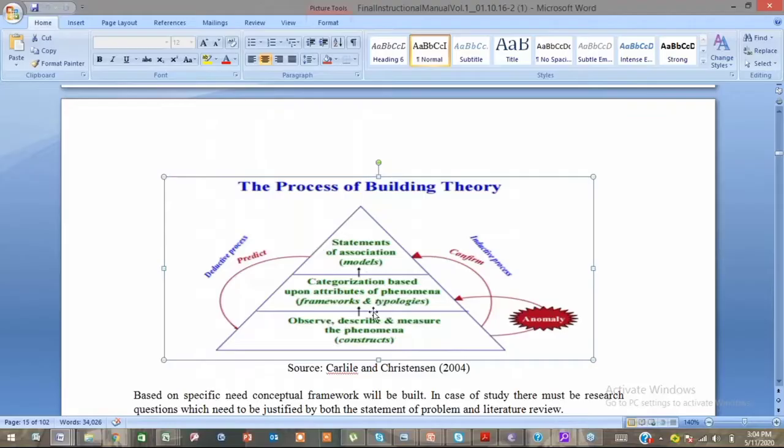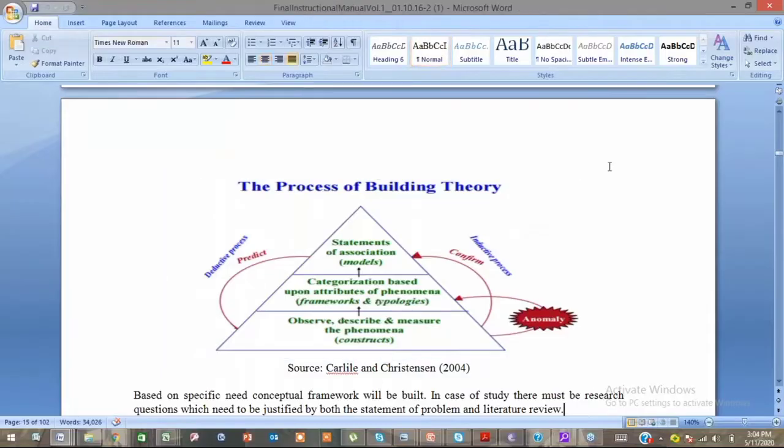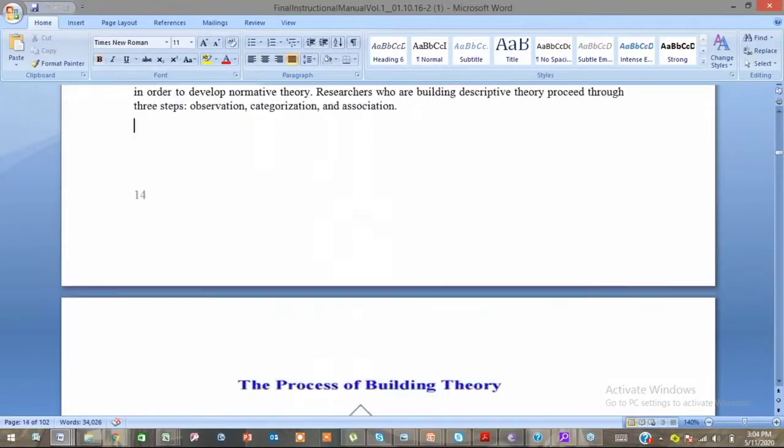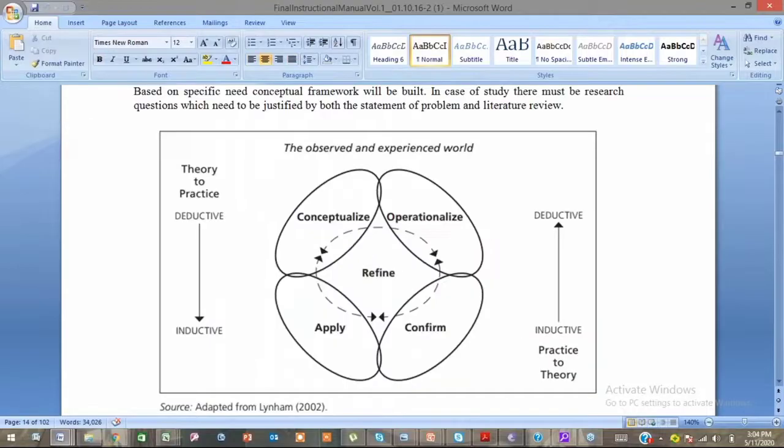Categorization based upon attributes of phenomena: observed, described, measured. This writing constructs itself. You can see this diagram that shows you how it developed. Let's look at the second diagram here. Based on a specific conceptual framework, it will be built.